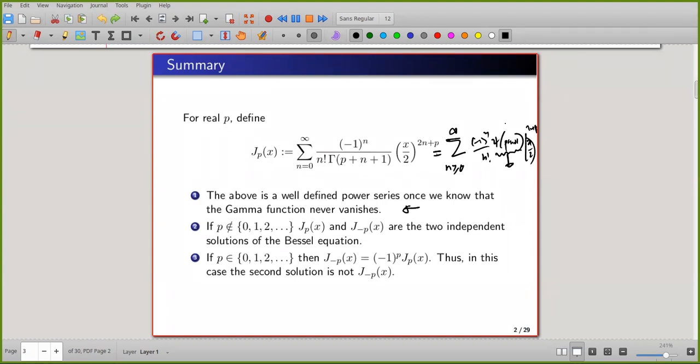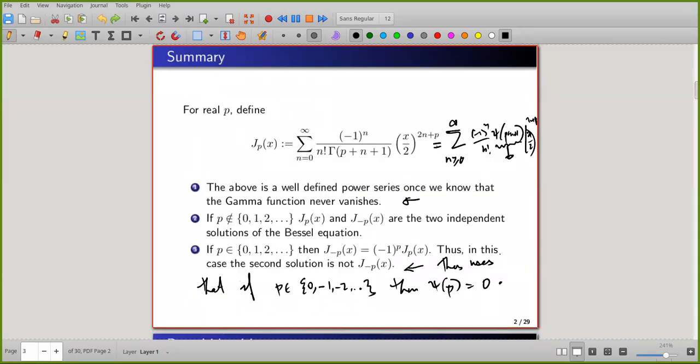If p does not belong to the set 0, 1, 2, and so on, then J_p and J_{-p} are the two independent solutions of the Bessel equation. If p belongs to 0, 1, 2, and so on, then J_{-p} is equal to (-1)^p J_p(x). I had left this as an exercise, and it uses that if p belongs to 0, -1, -2, and so on, then psi of p is equal to 0. This was the main point behind this exercise.